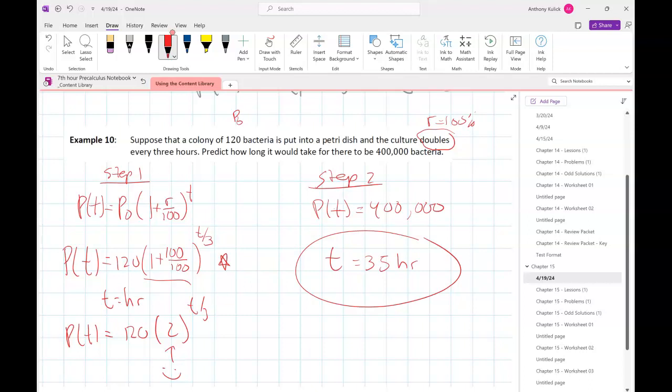Everybody good? Am I out of time here? I hear people packing up. Okay. We'll need to finish this section next time.